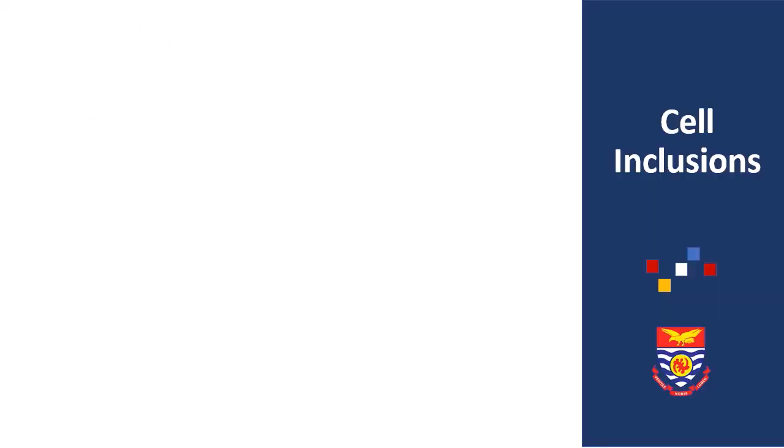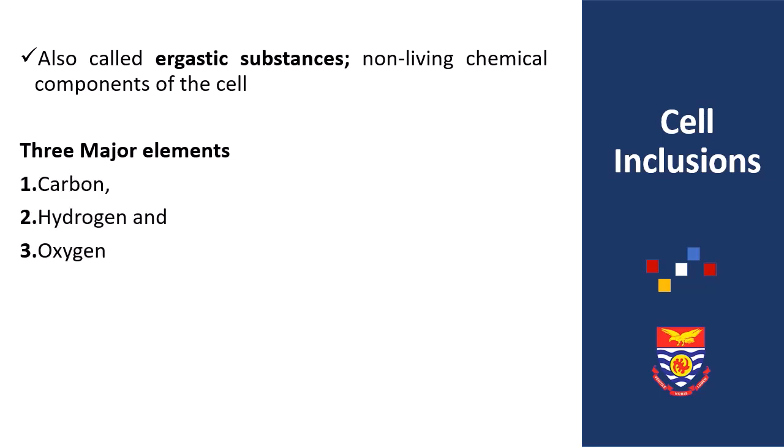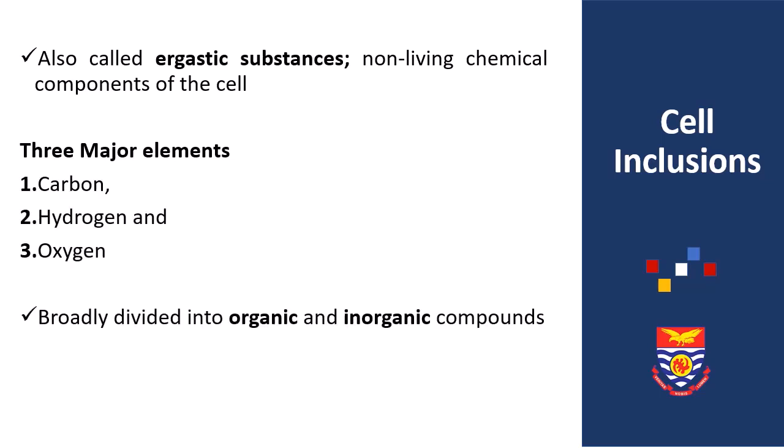Cell inclusion refers to the non-living chemical components of the cell, and they are also referred to as ergastic substances. And the major elements present are carbon, hydrogen, and oxygen. Cell inclusions are also broadly divided into organic and inorganic compounds, and they could be in soluble form and insoluble form.